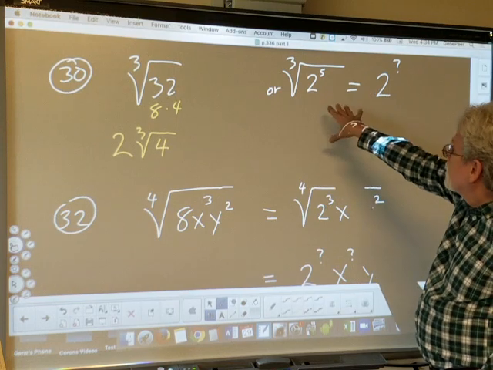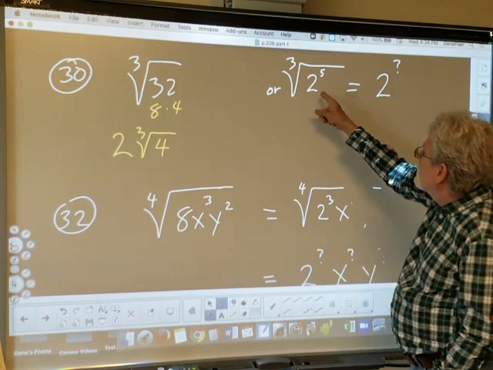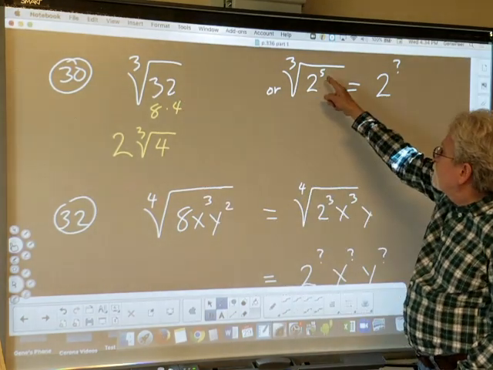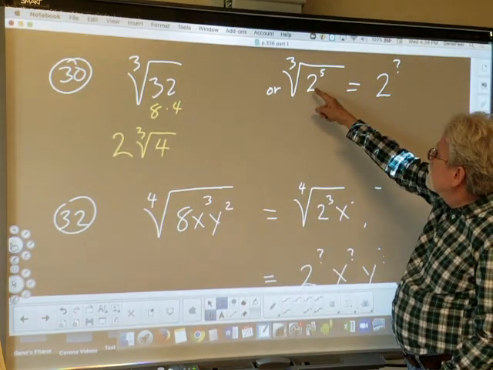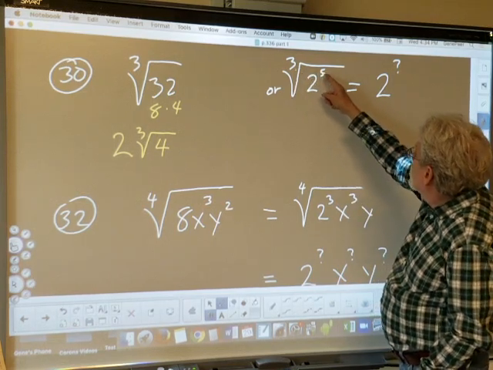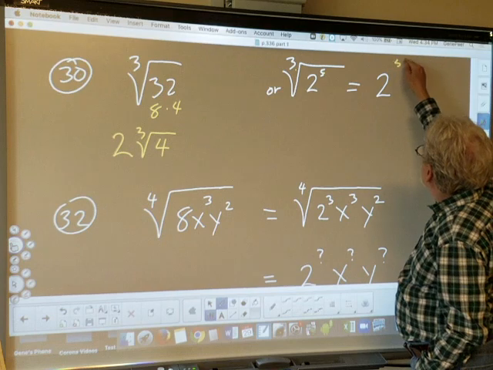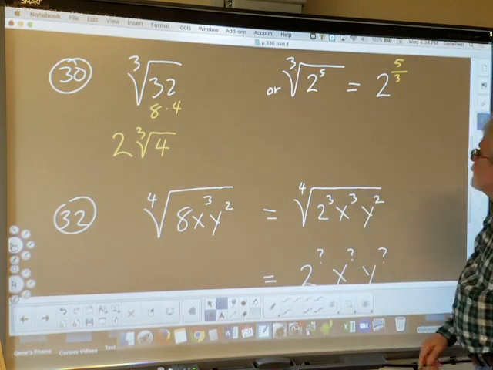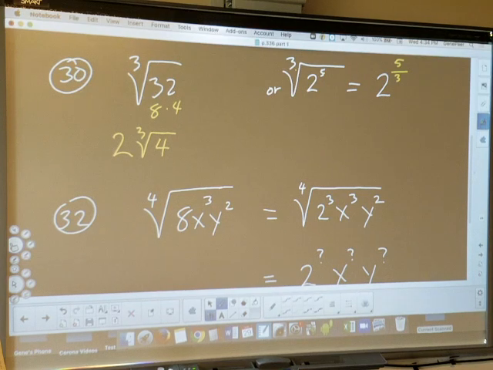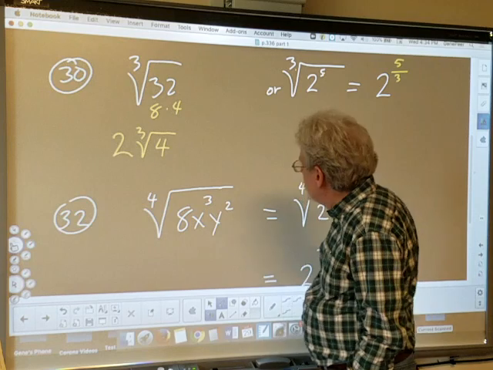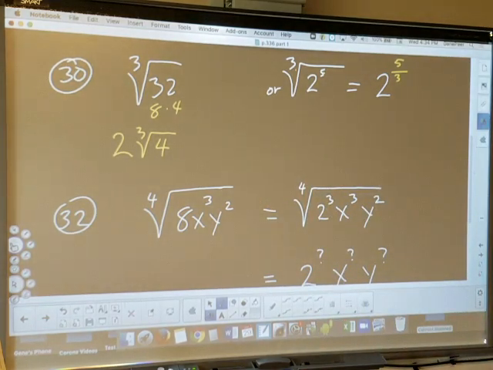Or, yes, I could have expressed this as 32 becomes 2 to the 5th, and that would be 2 to the what? 2 to the 5 thirds. The exponent becomes the numerator, the index becomes the denominator, we would have 2 to the 5 thirds. This is actually a better form, because we've taken that 2 out. Here it's not nearly as obvious that something can come out.